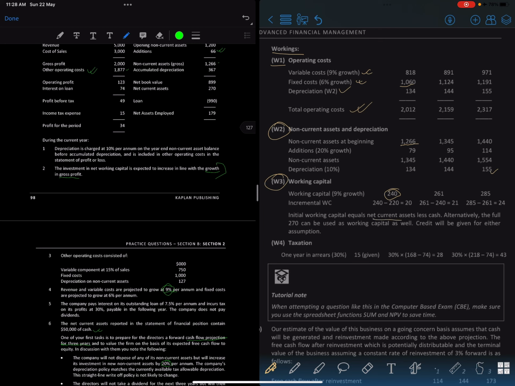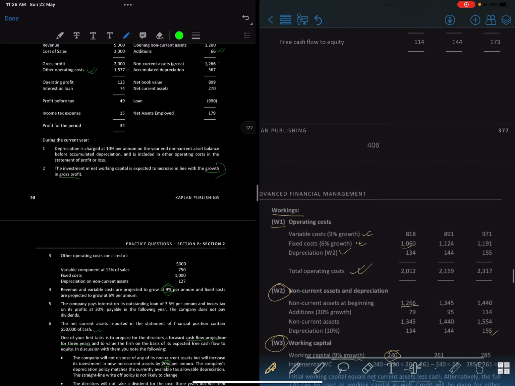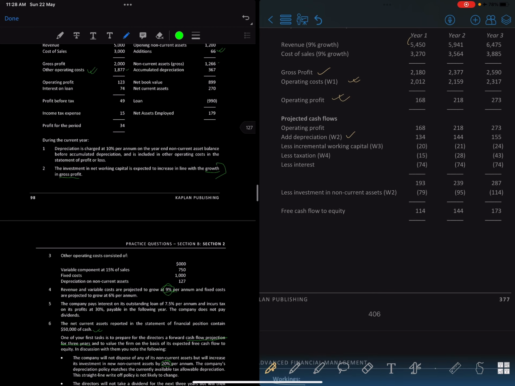Net current assets minus cash, right? Initial working capital. Alternatively, the full 270 can be assumed as working capital as well. Credit will be given for either assumption. So 240, and then it's just going to grow by 9%, right? And then basically we get the incremental working capital, 21, 24. Taxation is how much?